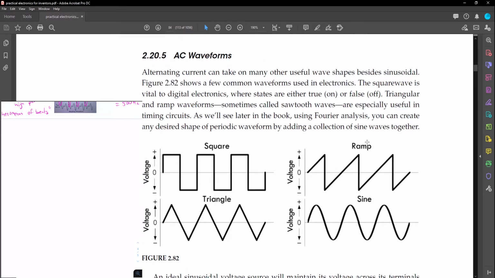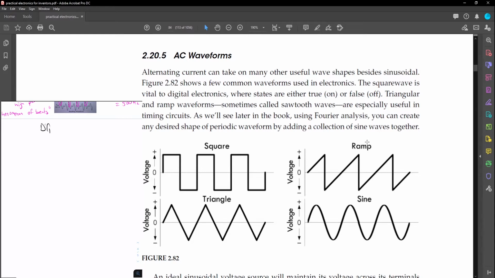Alternating current can take on many other useful wave shapes besides sinusoidal. Figure X shows a few common waveforms used in electronics. The square wave is vital to digital electronics, where states are either true or false. Triangular and ramp waveforms, sometimes called sawtooth, are especially useful in timing circuits. As we'll see later in the book, using Fourier analysis, you can create any desired shape or periodic waveform by adding a collection of sine waves together.